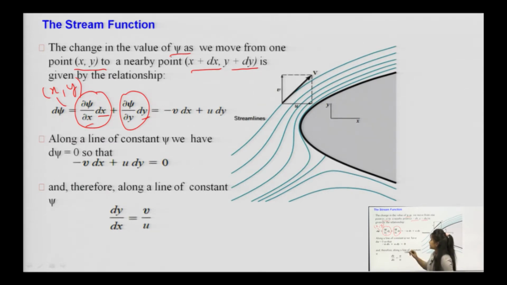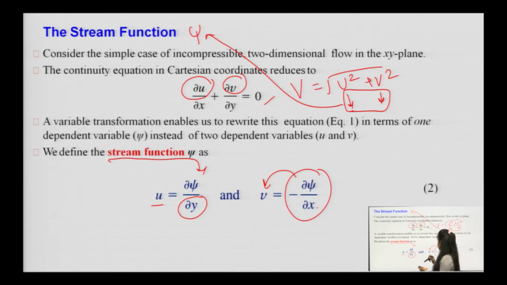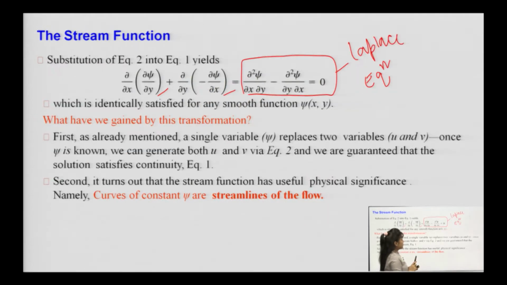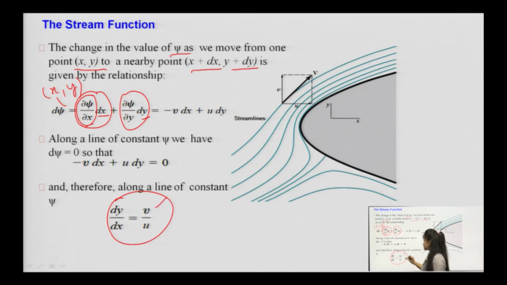Then you can see this is nothing but, as per definition, del psi over del x. Previously you can check it out, del psi over del x is nothing but minus v, and del psi over del y is nothing but u. Substituting this value, you are getting minus v and u. From this we can get the slope, and the slope del y over del x will be nothing but the ratio of velocity in the y direction to velocity in the x direction, keeping in mind that you have kept psi as constant.